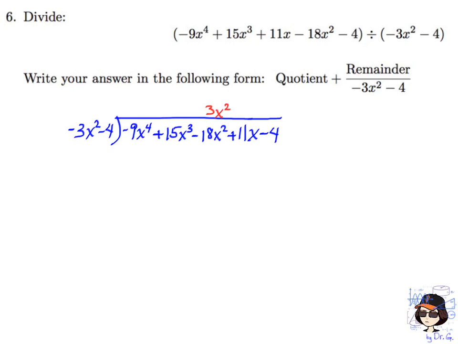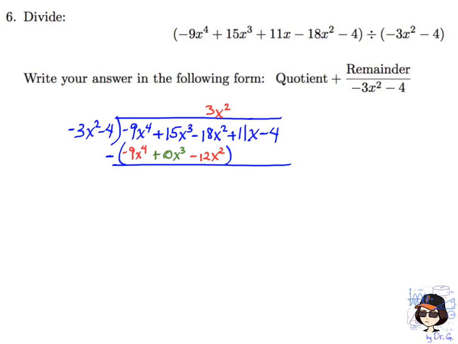3x squared times negative 3x squared is negative 9x to the 4th. 3x squared times negative 4 is negative 12x squared. And notice I'm inserting a placeholder because there was no x to the third term, so I'm inserting a 0x to the third in there, and that's not necessary either, but it might be useful for some people, so that's why I'm doing it. And now I want to subtract, so use parentheses and a minus sign.